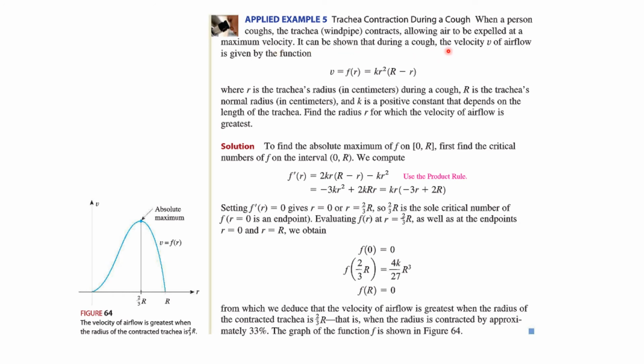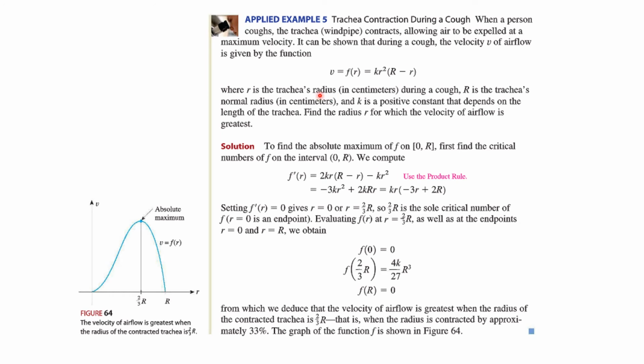It can be shown that during a cough, the velocity v of the airflow is given by the function v equals f of r, where r is the radius of the windpipe, and that's equal to kr squared times capital R minus r. Here r is the trachea's radius in centimeters during the cough, capital R is the trachea's normal radius in centimeters, and k is a constant that depends on the length of the trachea. We want to find the value of lowercase r for which the velocity of airflow is the greatest. Now you see capital R is a constant, and lowercase r is a variable.